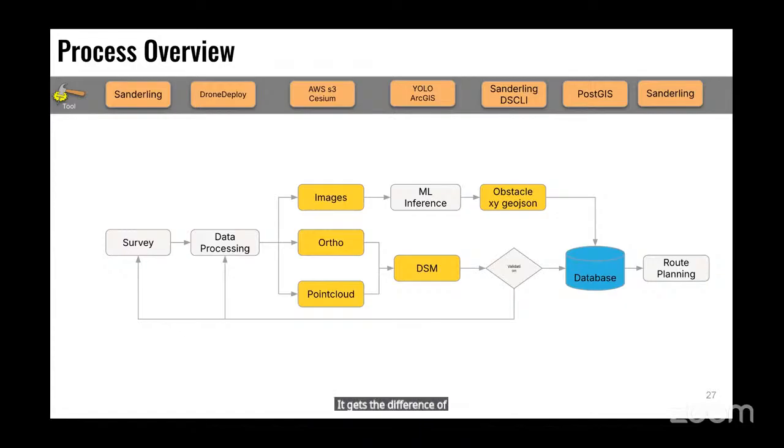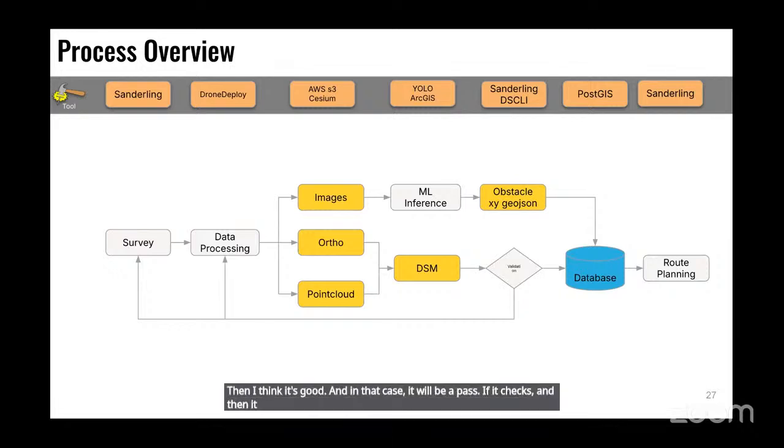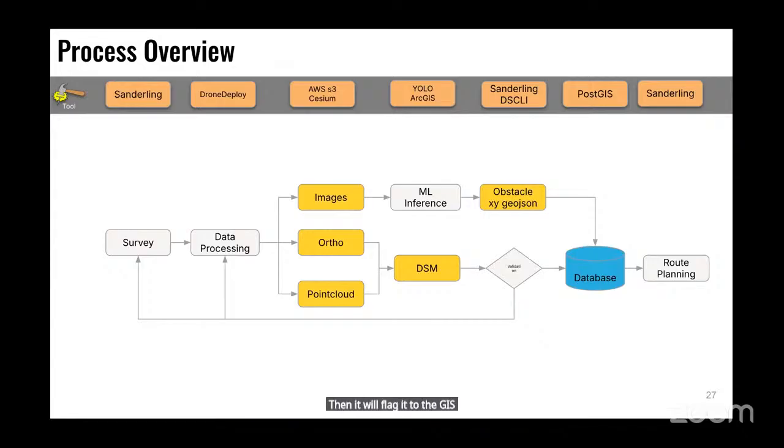And then it says, okay, for the segment to be 50 meters above the ground, then I think that is good. And in that case, it will be a pass. If it checks and it's like maybe 8 meters above the ground, then it will flag it to the GIS operator that, hey, you have a collision here and you should check it out.